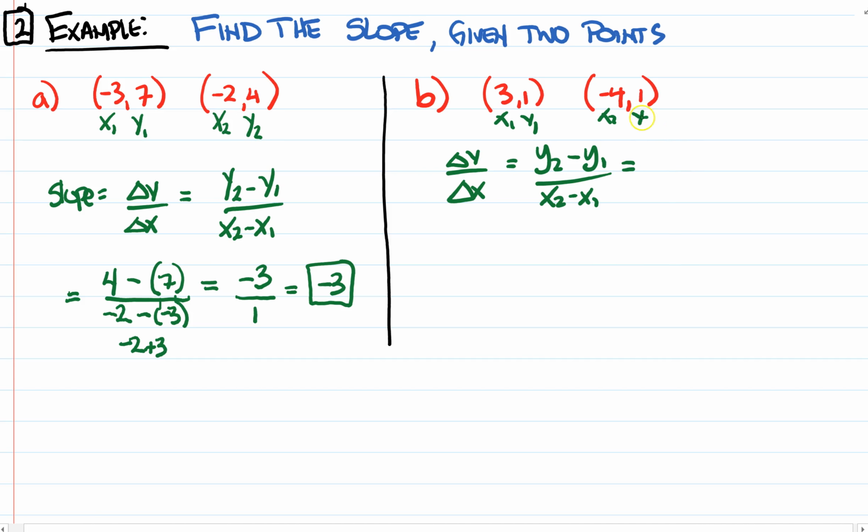So I would have 1 minus 1, all divided by negative 4 minus 3. Now 1 minus 1, of course, is 0 over negative 7. So 0 divided by negative 7 is a slope of 0. So please do not put undefined in that one. It is a slope of 0.